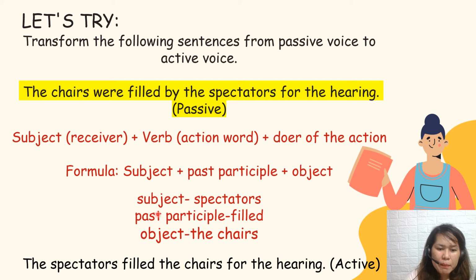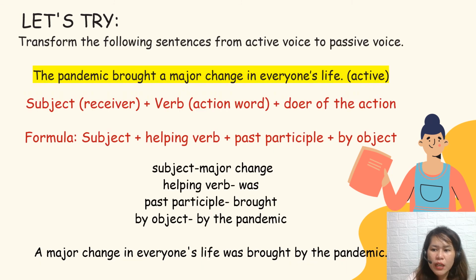Formula natin, subject, past participle, object. Gaya nga ng sinasabi, yung ating subject dito yung gumagawa ng action, ililipat natin sa unahan. Magiging the spectators fill the chairs for the hearing. Dadagdag na lang yung mga additionals na sentence para mabuo at lahat magamit yan. Pero sa una, magpapalit na yan. Instead, the chairs were filled by the spectators. Magiging the spectators filled the chairs. Active voice na yan. Okay po, let's have another one.